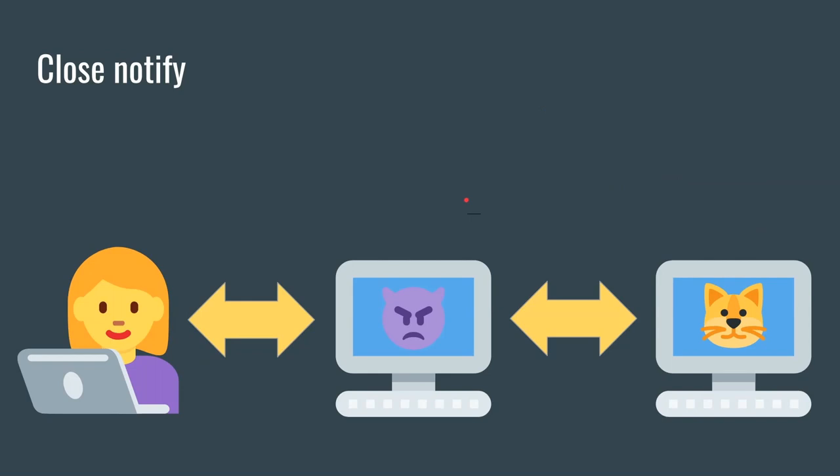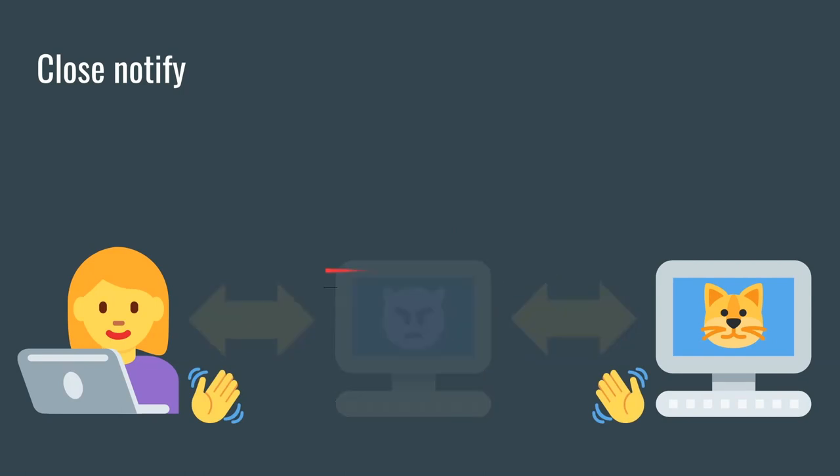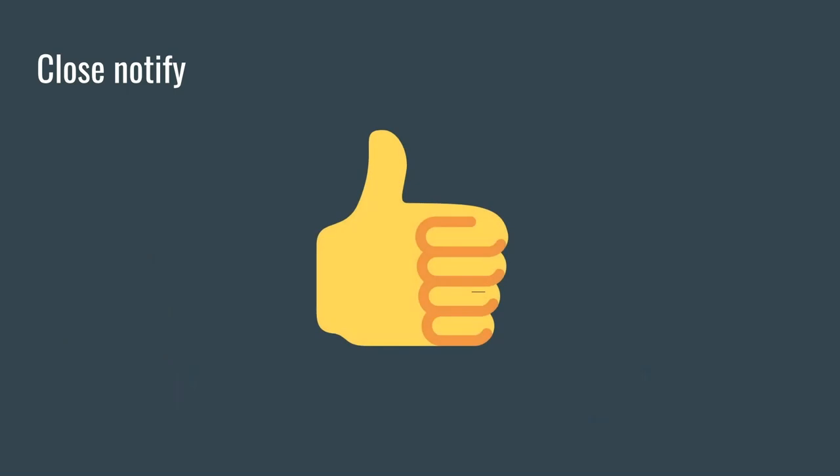So we would keep sending messages back and forth until the client or the server was done sending messages. At this point, that one side will send what's called a close notify message. This is just a small message that says, hey, server, I'm done sending you any more messages. Feel free to close the connection. The server acknowledges this by sending a close notify of its own, saying, all right, let's close down the connection. At this point, the connection shuts down, and the TLS conversation has come to a close.